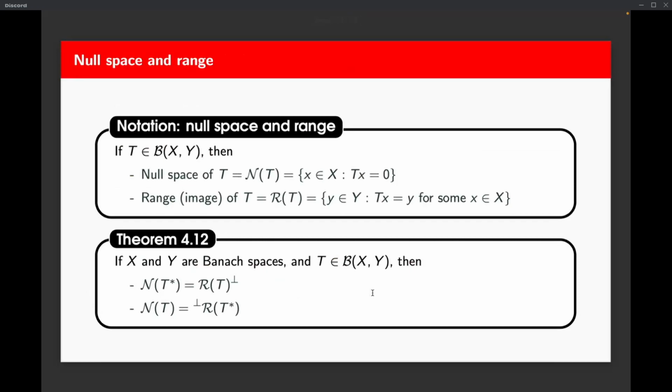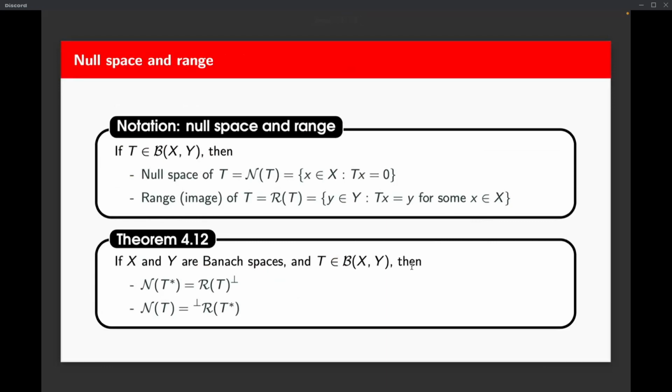Just a reminder of the notation here. For any operator in B(X,Y), the null space, written as script N of T, is the set of all elements that get mapped by T to 0. And then Rudin likes to use the word range, script R. I usually call it image, but whatever. It's the set of all points in Y that are mapped to by T for some x in X. Usual definitions.